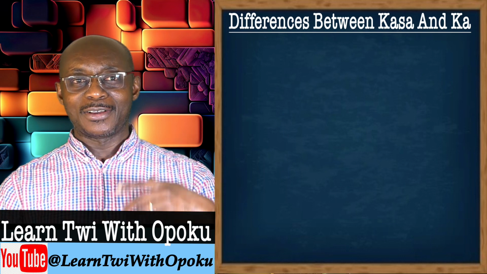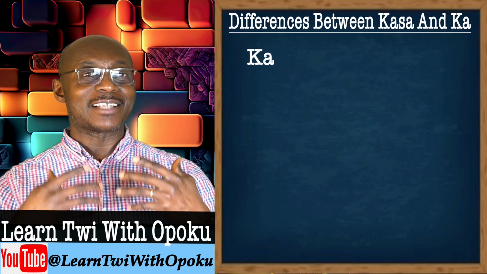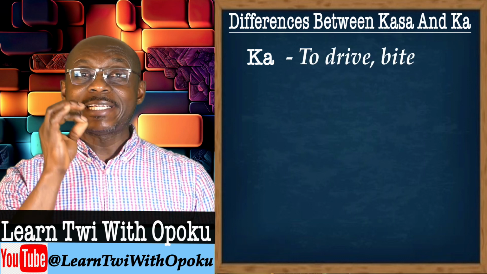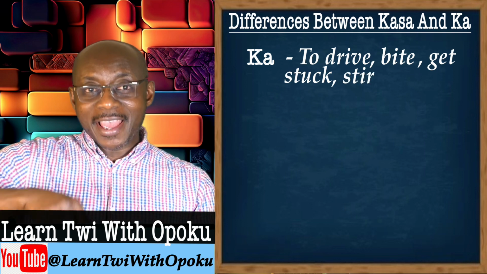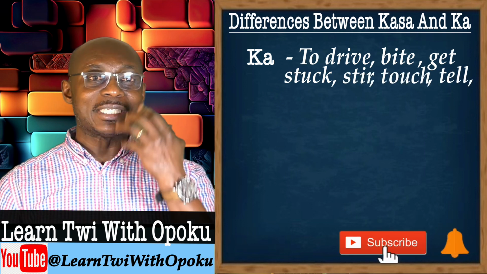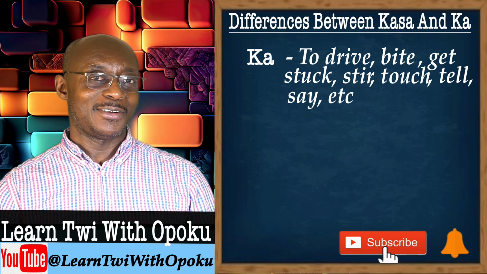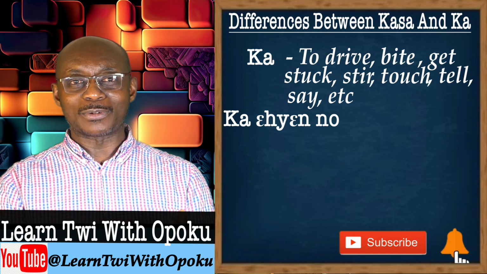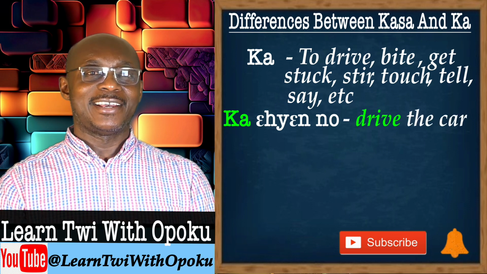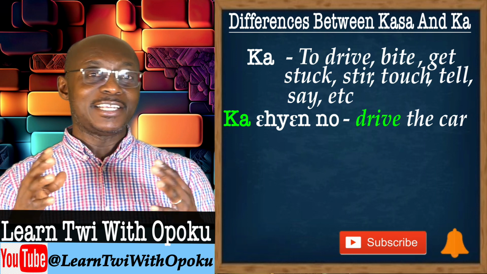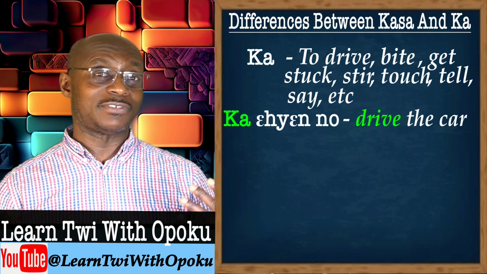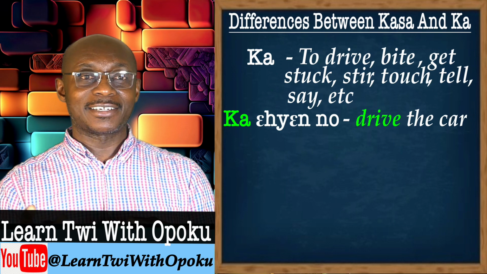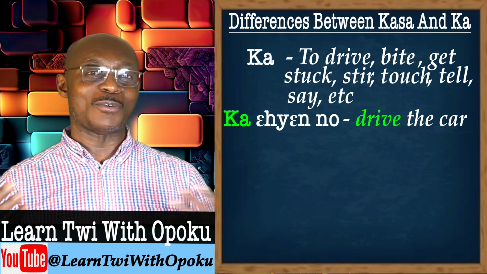Ka, on the other hand, has several meanings as a verb. And that means to drive, to bite, to get stuck, to stare, to touch, to tell, or to say. For example, one can say, Ka eshen no. That means drive the car. Eshen in Twi means any means of transport. It could be a ship, an aircraft, a truck, a car, and so on and so forth.